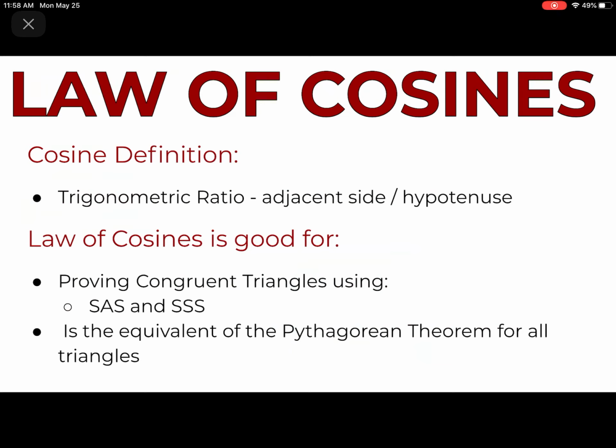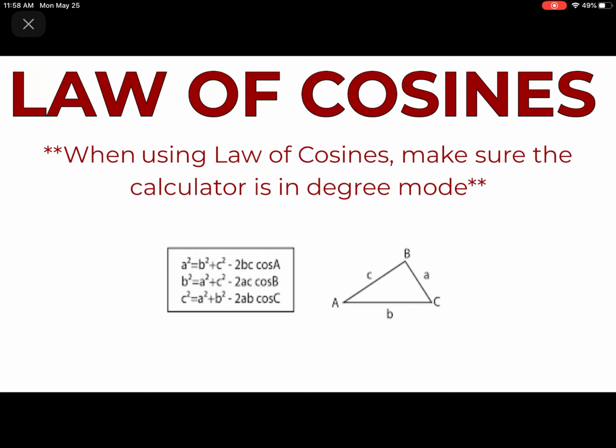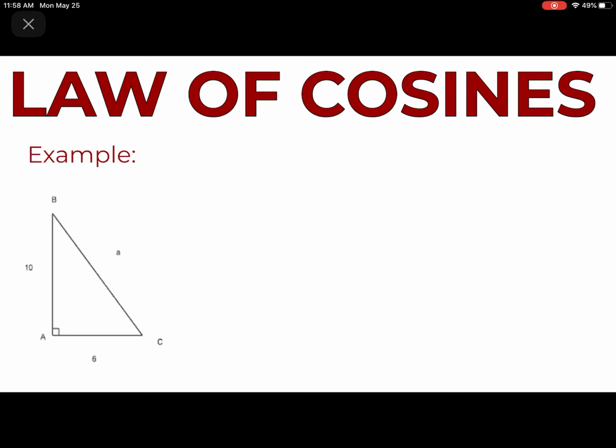Okay? Next, we're going to go back to law of cosines like we learned last week. Again, it is still adjacent side over the hypotenuse. It is good for proving side angle side and side side side, and is equivalent to the Pythagorean theorem for all triangles. Okay? Again, we want to make sure our calculator is in degree mode, and these are our 3 setups. And one example I have for us, it's a right triangle, but we're still going to use law of cosines. So we're going to use a squared equals b squared plus c squared minus 2bc cosine a.